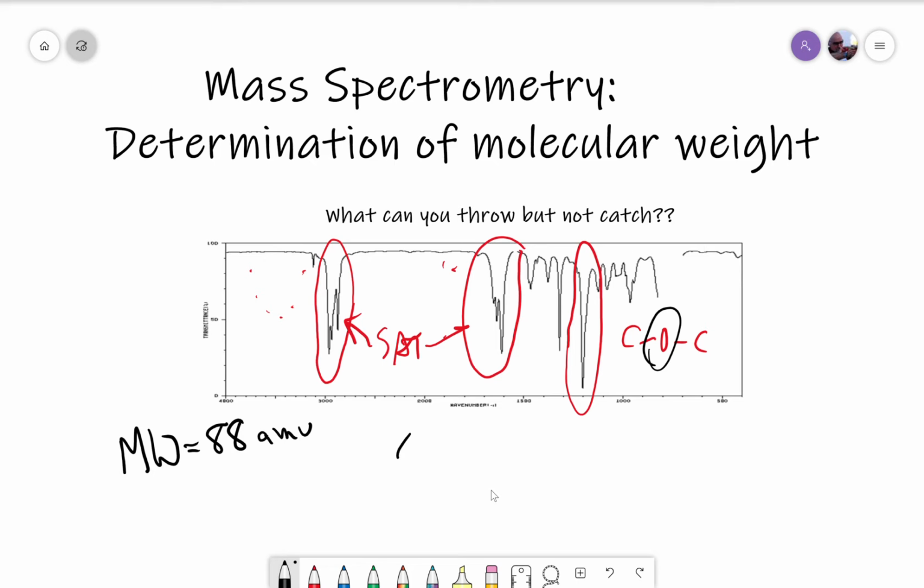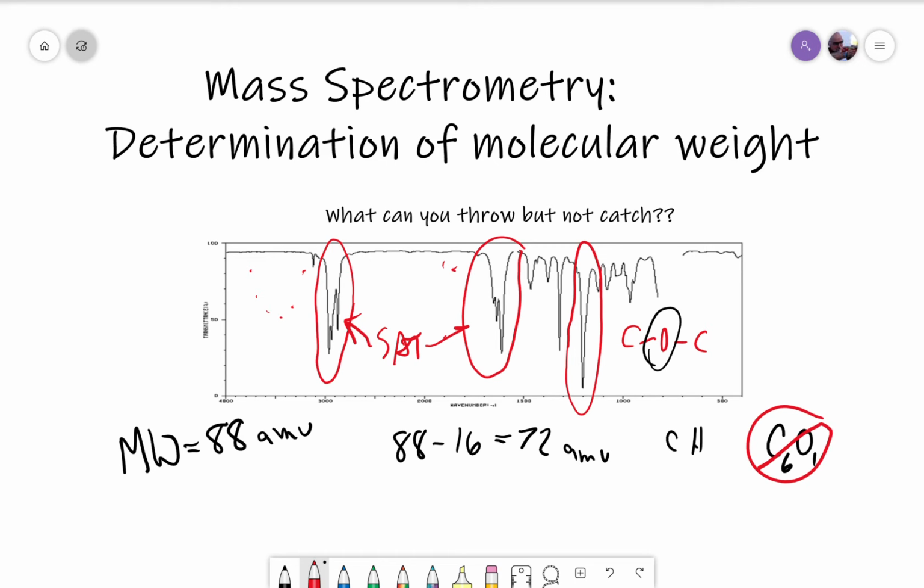Then we could start with 88 AMUs, and I know 16 of them are being used up by the oxygen. That means that 72 AMUs are being used up for the rest of the elements inside that molecule. If it is just carbons and hydrogens, well, then we have a limited number of things that are going to add up to 72. 72 would give me 6 carbons and 1 oxygen, but, well, that's not going to function because we can't draw a Lewis structure with any hydrogens.